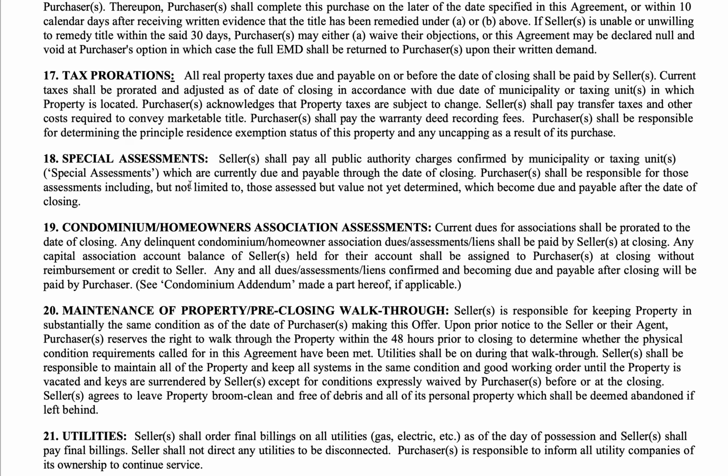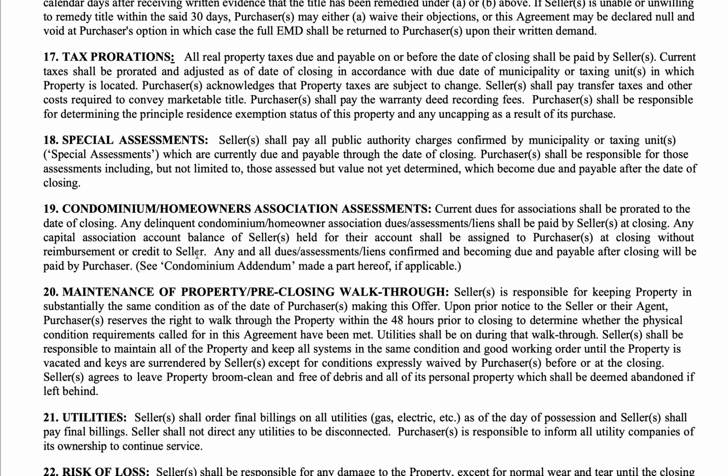Number 19 is condo homeowners association assessments. Same thing, if there are dues to be paid, the seller would pay any dues up until closing, or any past dues that they owe the association. And then once the closing takes place, you would be responsible for anything thereafter. Or if the seller has prepaid, let's say it's an annual association fee, you would pay the prorated rate based on the date of closing.